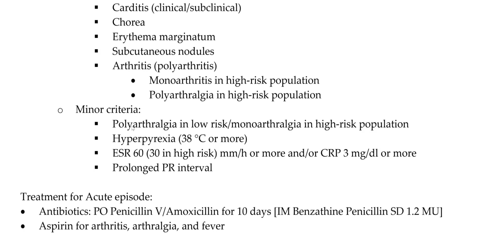So, what are the minor criteria? Polyarthralgia in low risk. So, patient population is low risk, but having pain in multiple joints, or single joint pain in high risk population, that is minor criteria. Hyperpyrexia, that is temperature of more than 38 degrees centigrade. ESR 60, it could be 30 in high risk population, millimeter per hour or more. Or you can do CRP level, that is 3 milligram per deciliter or more, and prolonged PR interval. So these are minor criteria.